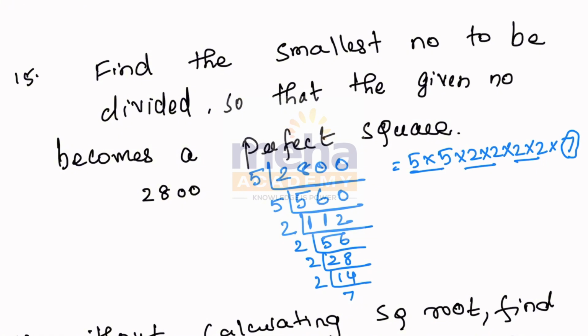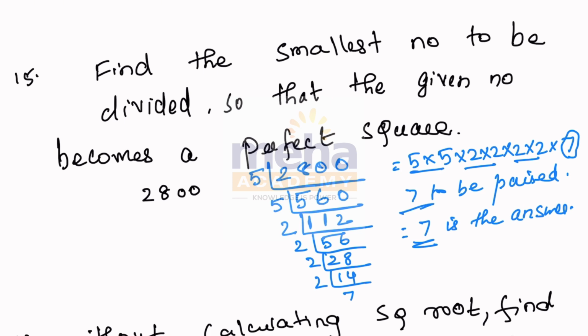I'll try to get 7 paired. So for pairing 7, I use one more 7. Whatever number is used to pair, that becomes the answer. So 7 is the answer. Whatever number we use to pair the 7, that becomes the answer in multiplication. But for division, whatever number is left out, that is the answer. So whatever number has no pair, that has to be the answer for division.